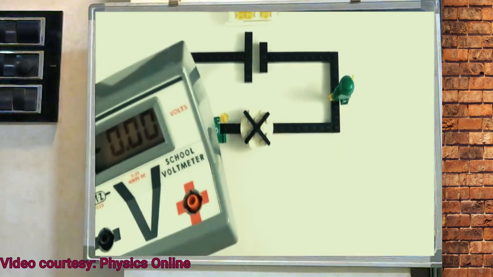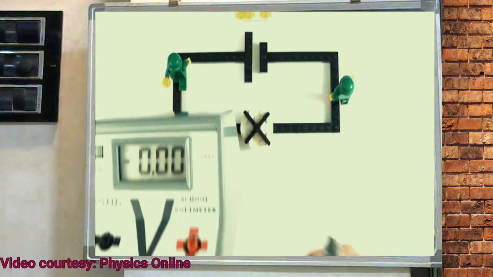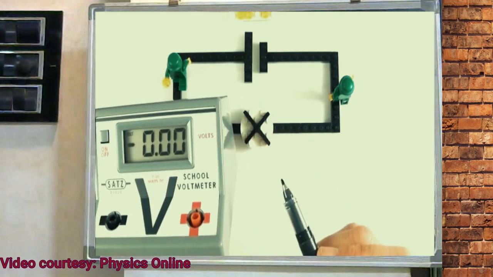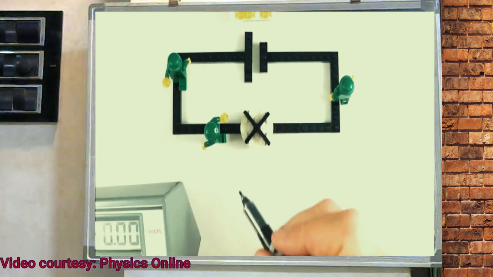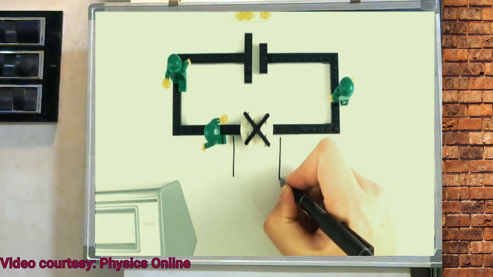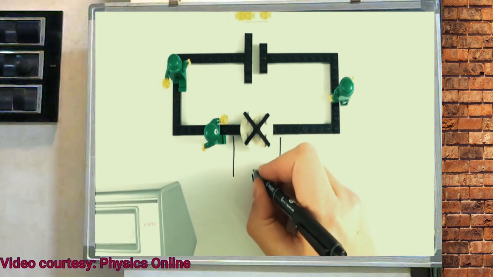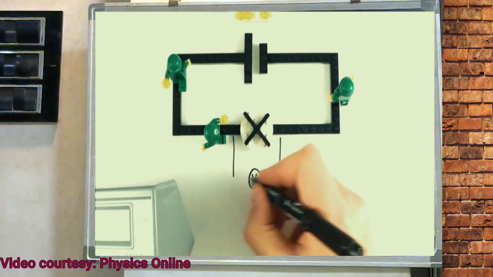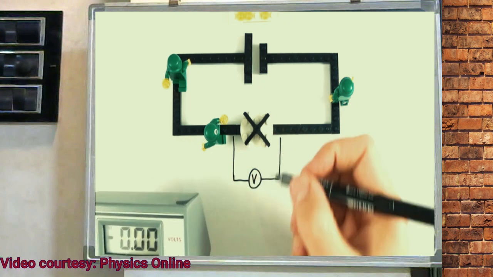Well, what we can use is a voltmeter. Now, a voltmeter must go in parallel with the component we're measuring, because effectively what we want to do is look at the difference between the electrical potential here in the circuit and over here. And we do that with a voltmeter, which has this symbol here. The important thing about a voltmeter is it must go in parallel.